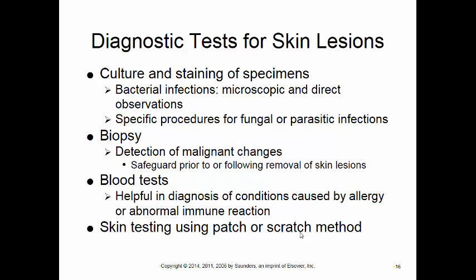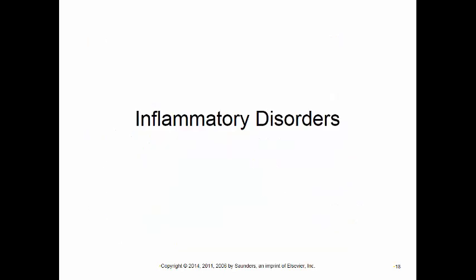Diagnostic tests for skin lesions include culture and staining of specimens for bacterial infections, and direct microscopic observation. So we can look at them under the microscope. We can take a culture, we can grow it. There are also specific procedures for fungal or parasitic infections for diagnosis. And we can do a biopsy, and we can actually remove lesions. And also blood tests, or we can do skin testing of different allergens.